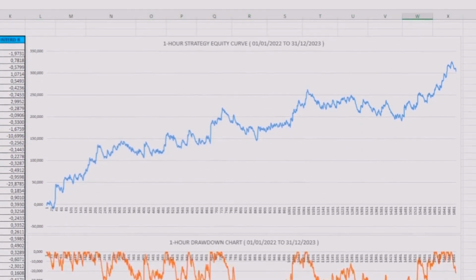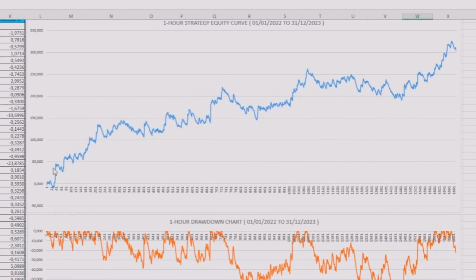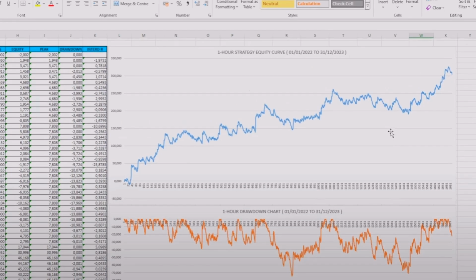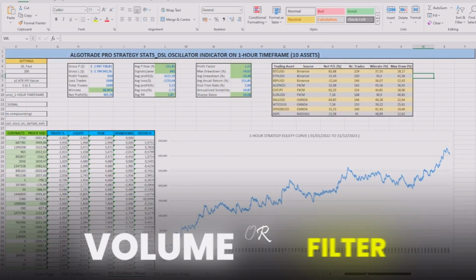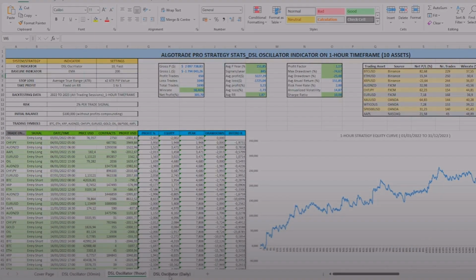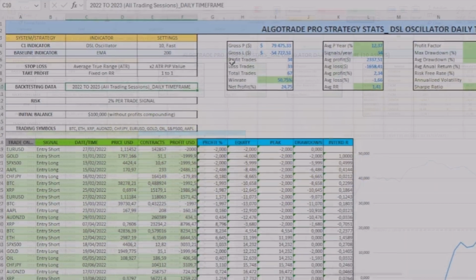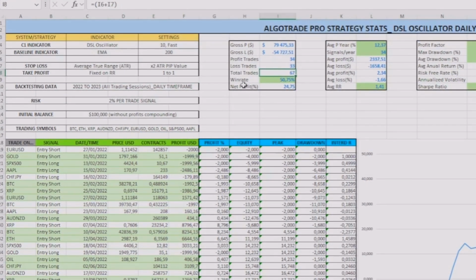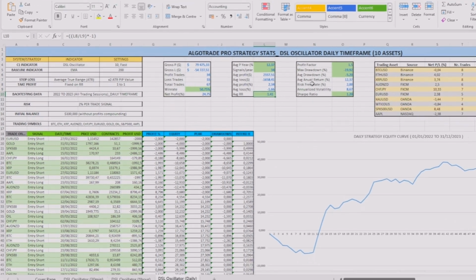Below, you can find the final equity curve, which was highly consistent for a simple strategy like this one. These 2 drawdown periods can be easily fixed by adding a volume or a filter indicator to this system. And finally, on the daily time frame, after 67 trades, the indicator achieved decent results as well.